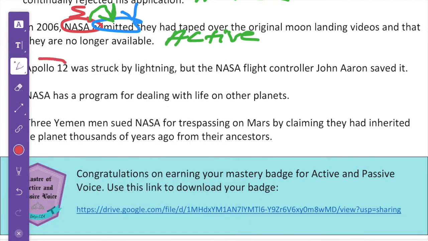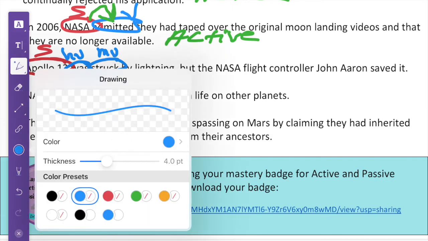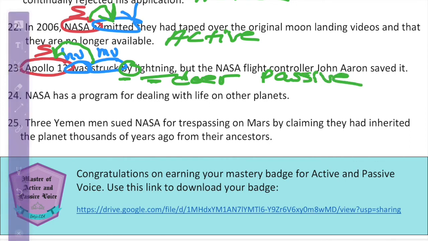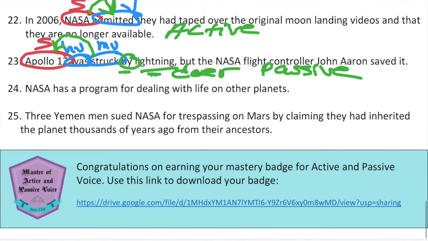Now we're looking for our subject, Apollo 12, and we're looking for our verb, was struck. Here we have a helping verb and a main verb. Oh, look at this. We have a key word, by lightning. This is a doer. So since Apollo 12 is receiving being struck by lightning, and we have by lightning, this is going to have our arrow backwards. This is a passive voice sentence. Passive voice. All right, two more.